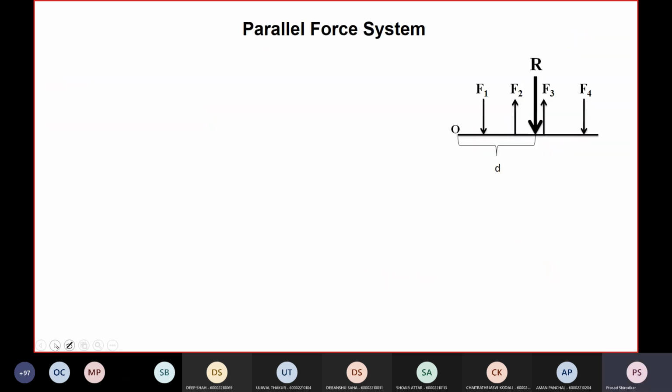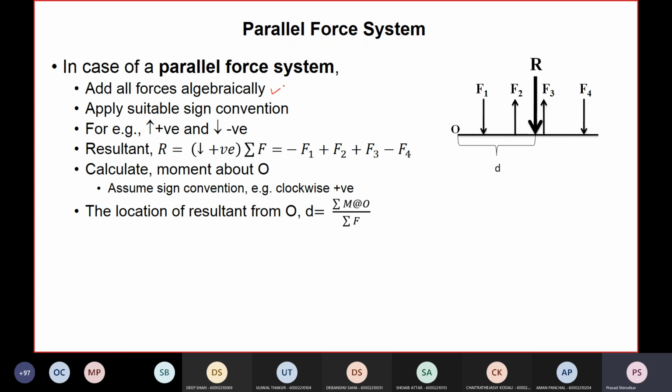Now a very small portion is remaining. That is the simplest form of force system, the parallel force system. In a parallel force system, to find the resultant, we just add all the forces algebraically, because all the forces are parallel to each other, and apply a suitable sign convention. For example, upwards is positive and downwards is negative.